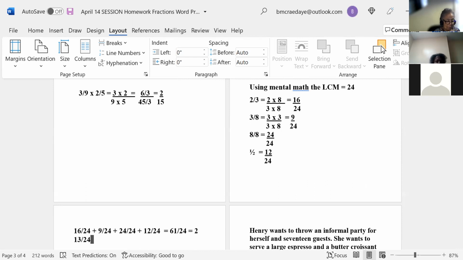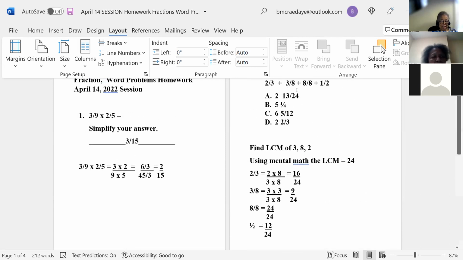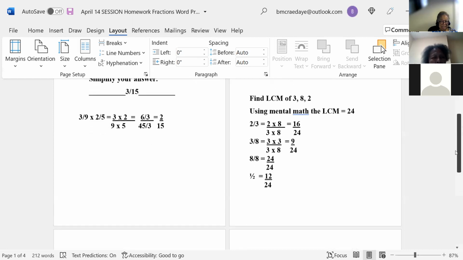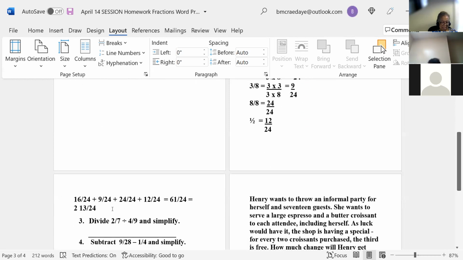Using mental math, you get the mixed number 2 and 13 over 24. And that's answer A. All right. Answer A. Any questions on that?